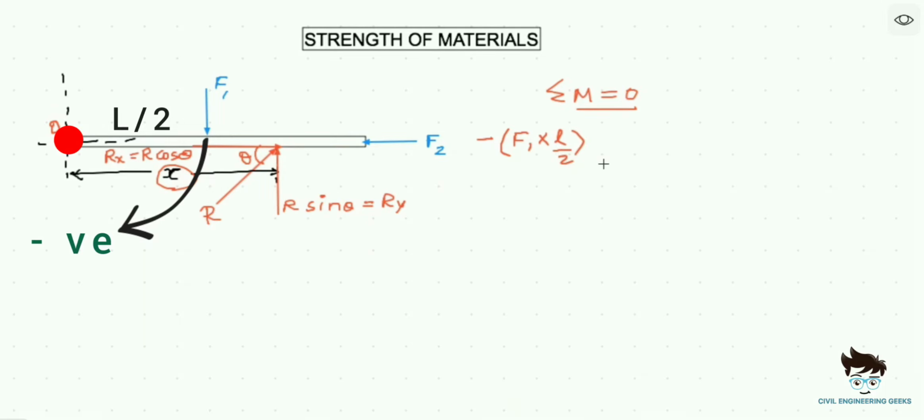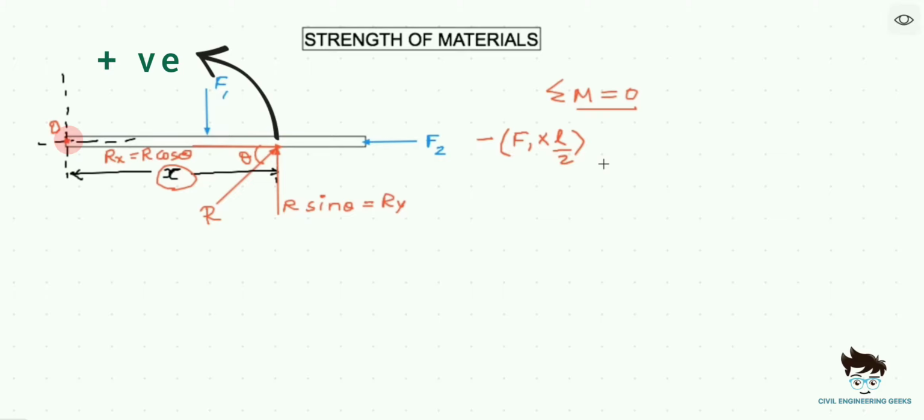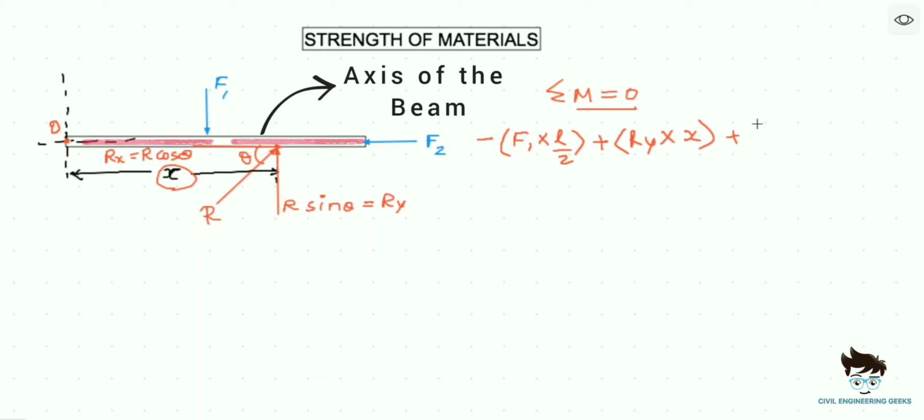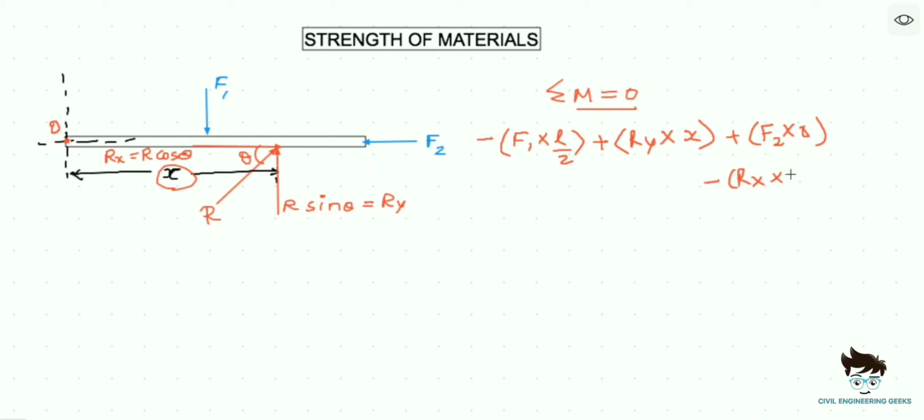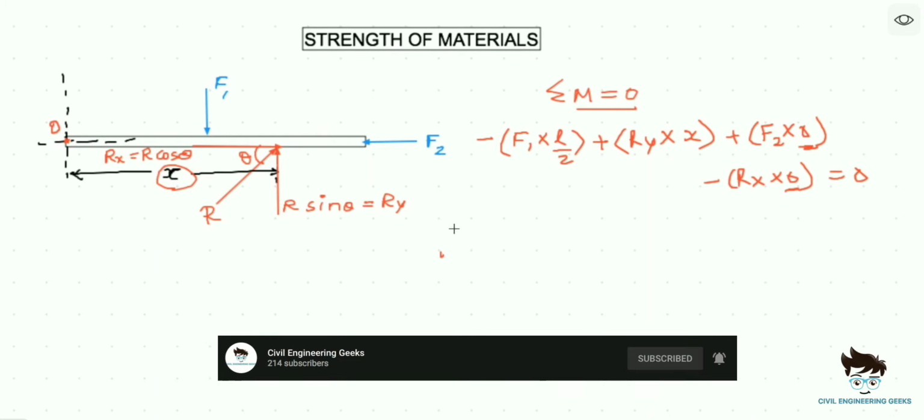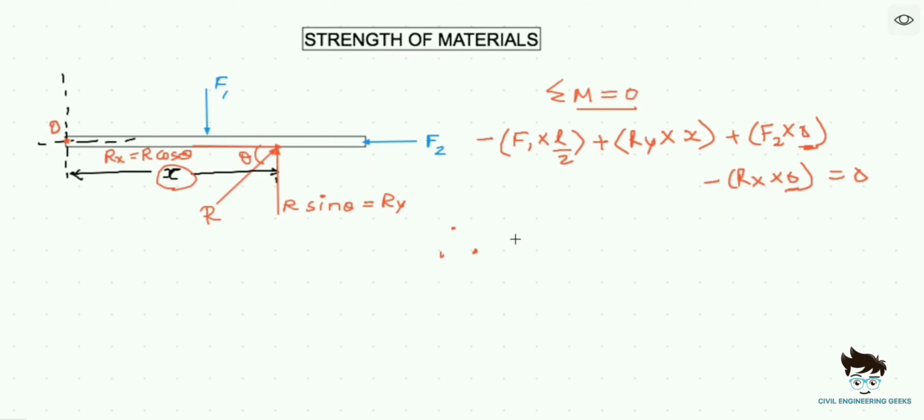We are using minus sign because F1 is going to create a clockwise moment to the reference point. Then we will get plus Ry times x. X is the distance between Ry and the origin point, and it is going to create a counterclockwise moment. Then F2 times 0, because F2 is acting at the axis of the origin point. There is no perpendicular distance to that point. So F2 times 0 minus Rx times 0. Rx is also acting at the axis of the reference point. All this is equal to 0. That is summation of moments at a particular point is equal to 0.